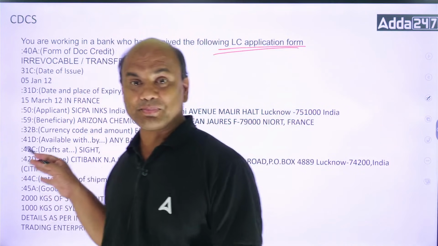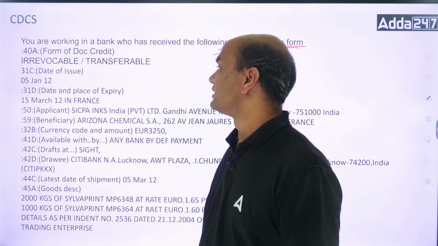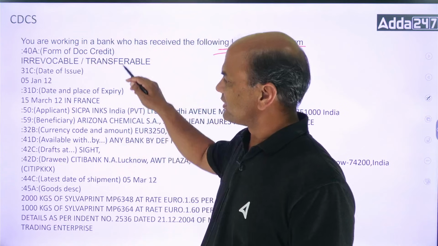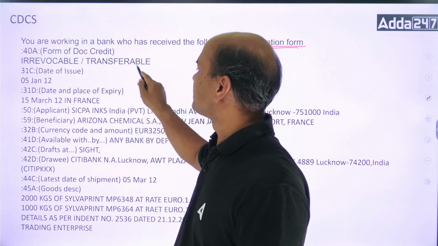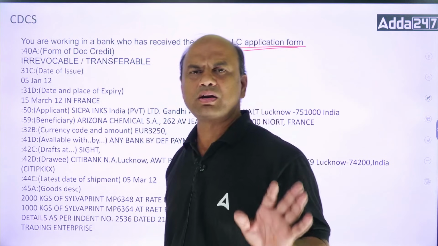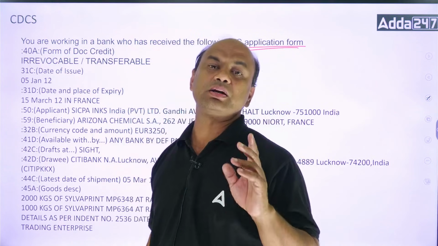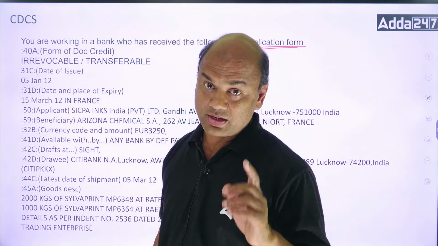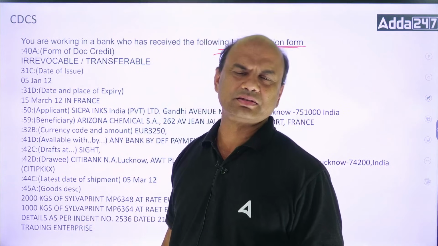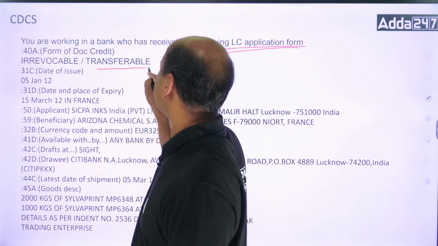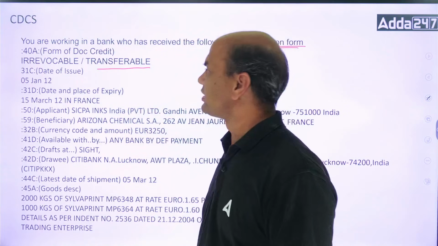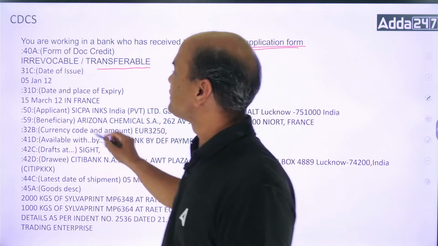So let's look at the application form. See, the applicant has given this in writing. One, irrevocable transferable. He has mentioned irrevocable transferable. He wants the LC to be transferable. Kindly note, first let's read the application. Irrevocable is by default. Then the date of issue is 5th January.